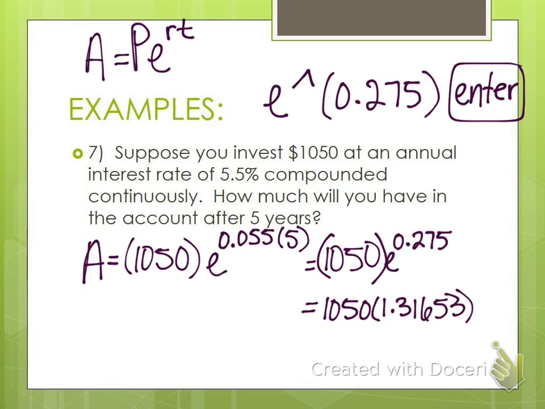Okay, then we still need to take that number and multiply it by 1050. So I don't even clear it off of my calculator screen. While it's still on my screen, I press times 1050. So my calculator says answer times 1050. And what do we get? Think a little more than that.